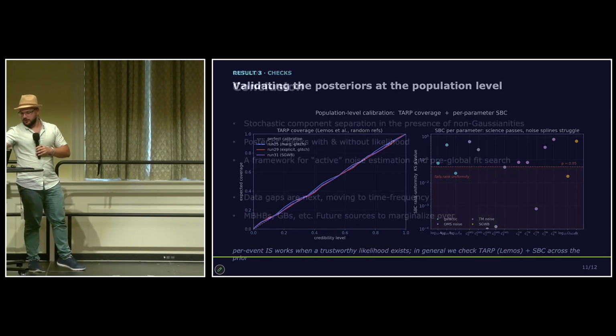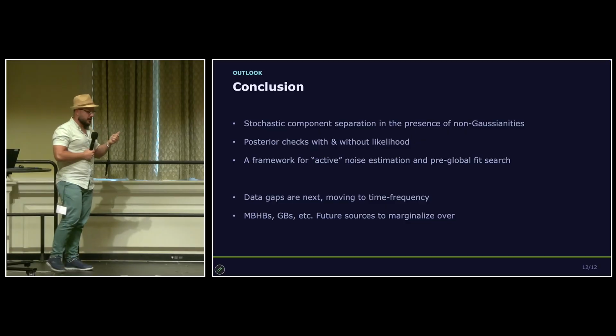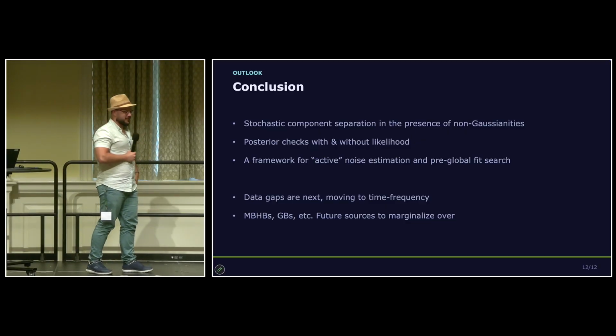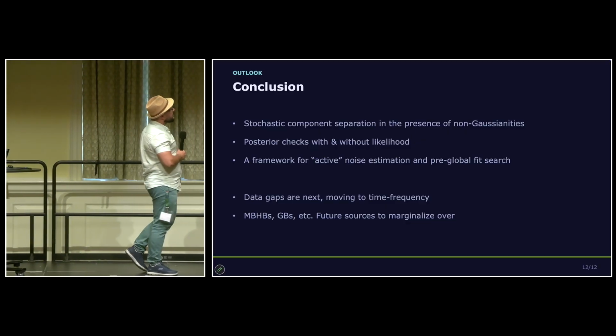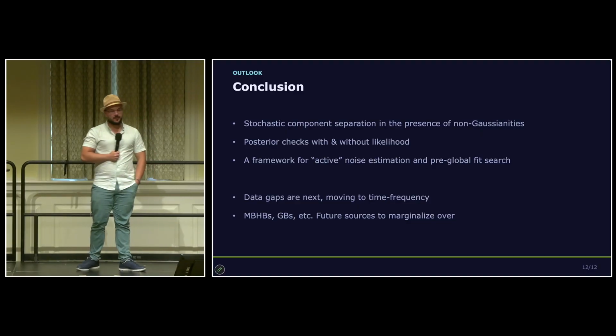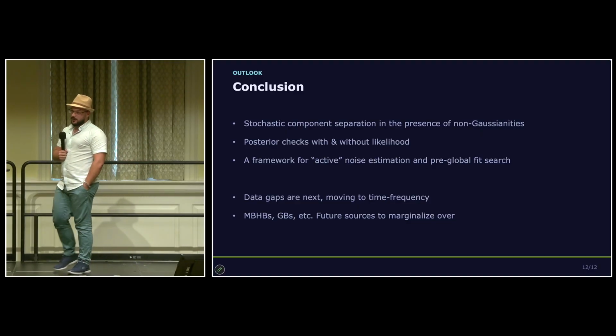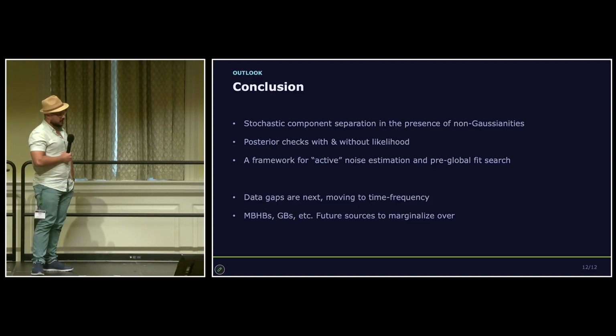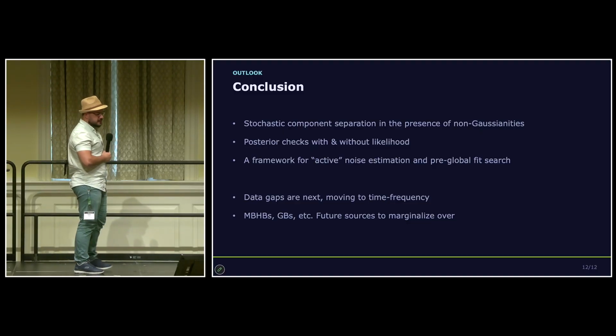So in conclusion, I want to leave you with the message that SBI can do stochastic component separation in the presence of known Gaussianities. We have posterior checks that partially come from the likelihood, if you trust it, and partially come from population-level diagnostics.